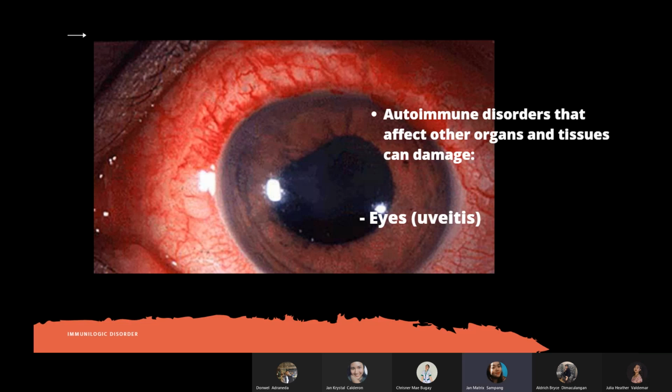Uveitis is the swelling of the middle layer of the eye, which is called the uvea. It occurs from both infection and non-infection causes. The uvea supplies the blood to the retina. The retina is the light-sensitive part of the eye that focuses the images that you see and sends them to the brain. It's normally red due to its blood supply from the uvea. So kapag meron kang ganitong disorder, it can cause blindness.